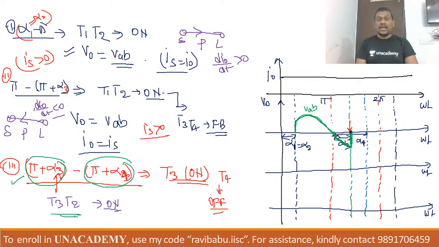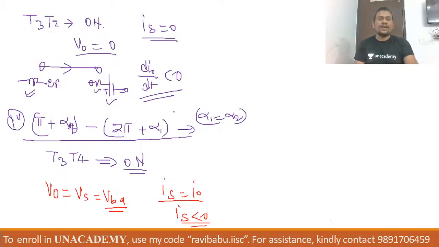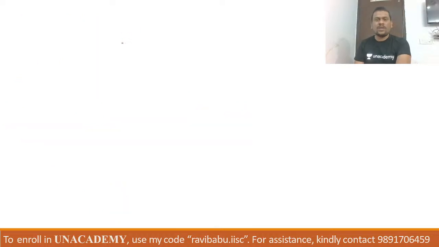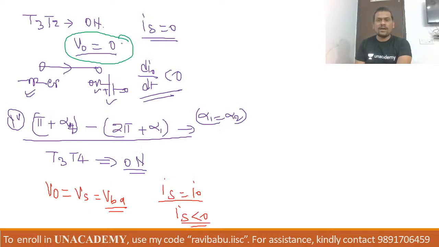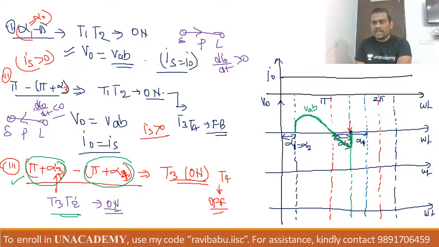See, T3 and T4 are on. T3 and T2 are on. Due to this, see here, our V0 is 0. Here our V0 is 0, so in this period our V0 is 0.